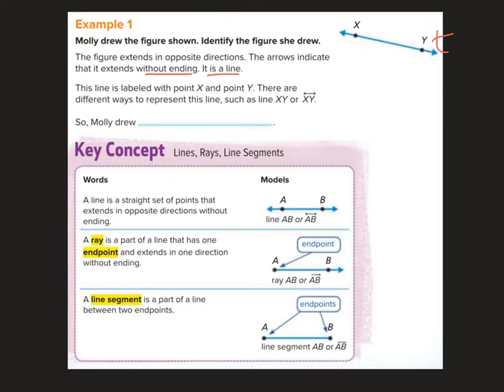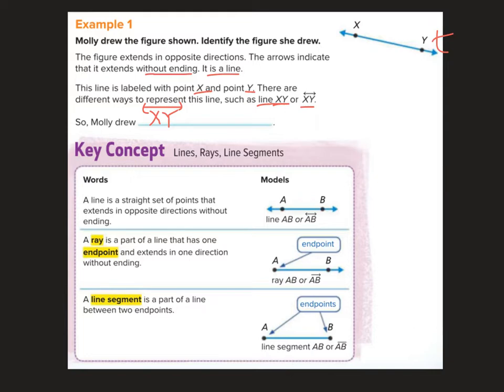This line is labeled with point X and Y. So there are different ways to represent this line, such as line XY. So you can write out the word line XY. Or you can put XY and then put a little line on top. I like that version better because I don't have to write as much. So I just write XY, and then I make sure to put arrows on both sides, and we're good.